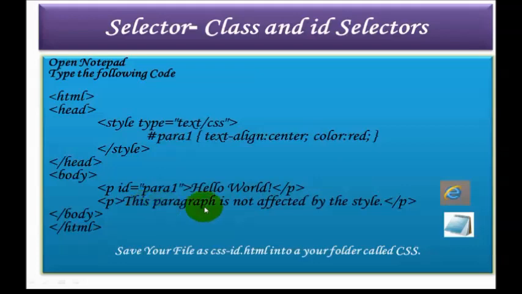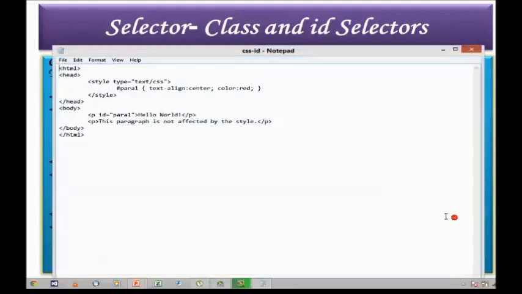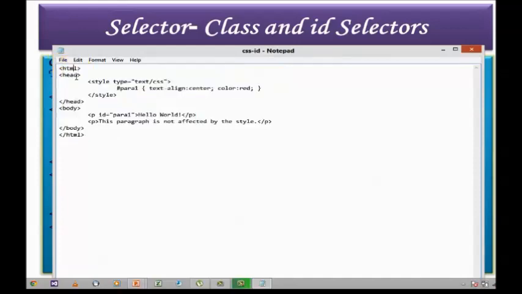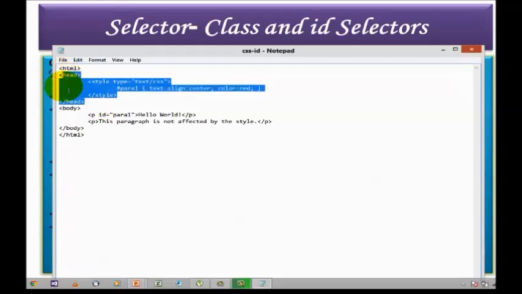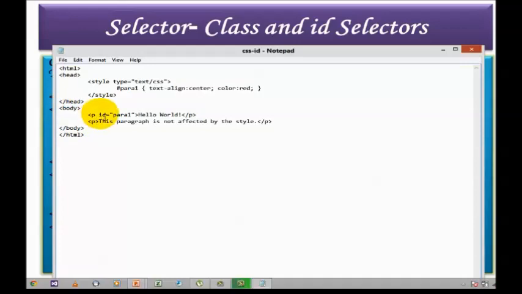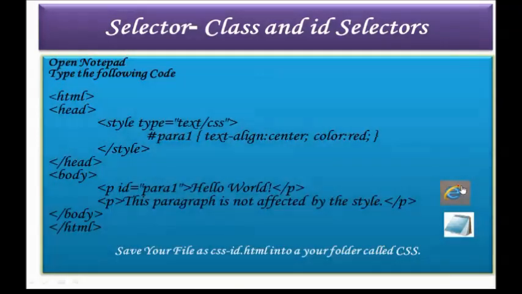So this other paragraph is not affected by this style, because I'm not going to use this ID. I'm going to type this in a notepad: HTML head, followed by the styles. I'm going to close the head tag, and then comes your body. In the body I'm going to apply this style with ID equal to para1, and another paragraph without this style. I'm going to close it and run it.